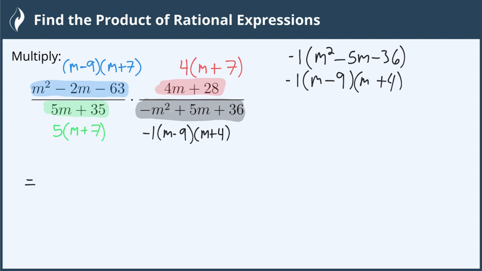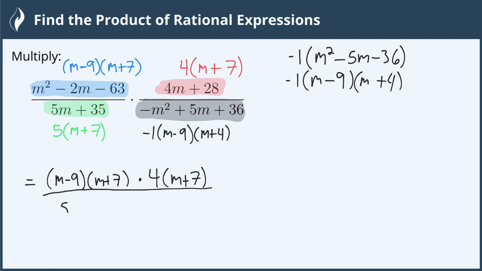So we have m minus 9 times m plus 7, and also on the top, we have 4 and m plus 7. Then in the bottom of our fraction, we have 5 times m plus 7 times negative 1 times m minus 9 times m plus 4. So now that we have written this as a single fraction, we can see that there are a lot of things that actually do cancel.